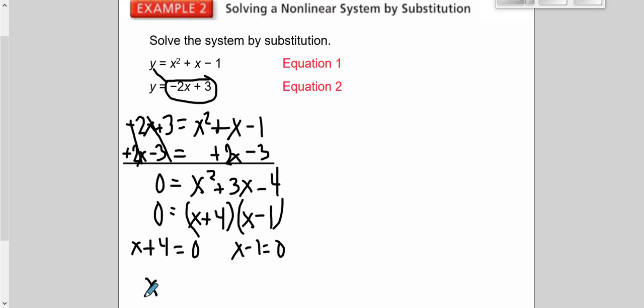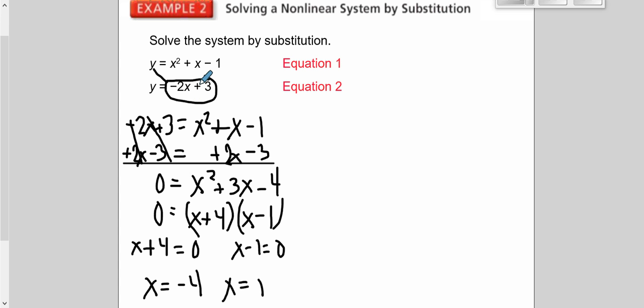Subtract 4 from each side, we get x equals negative 4. Here we would add 1 to both sides and we get x equals 1. But we're not done yet. We have 2 answers for x, so now we need 2 answers for y to go with them.